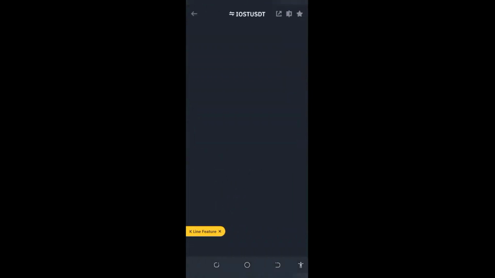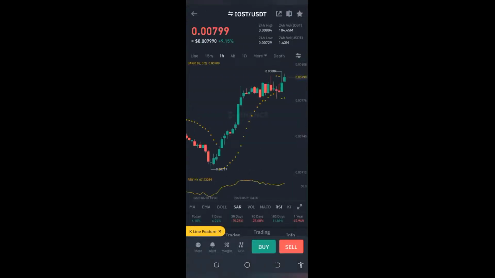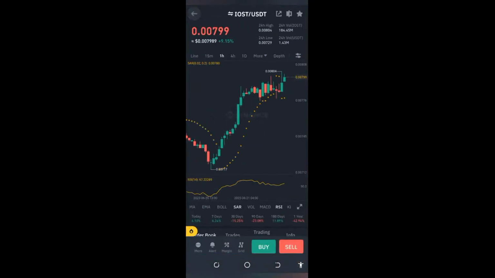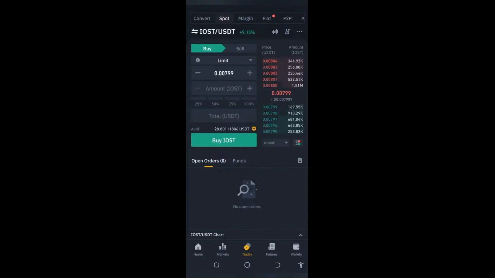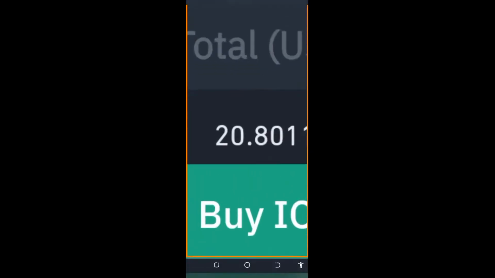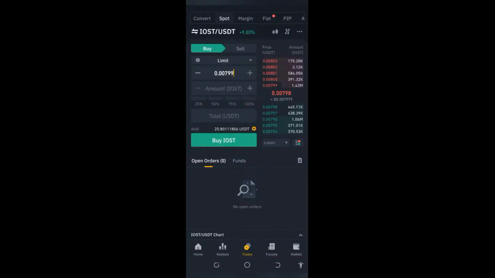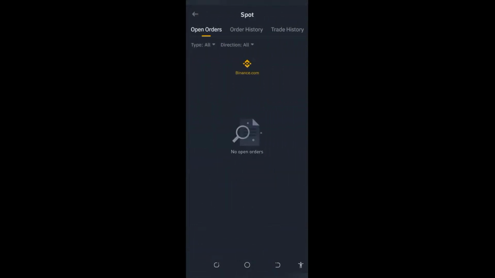Wow, what happened to IOST? It went all the way up. Look at this. Something actually happened. But that actually favored us, really, because now we've been able to make 80 cents over our $20. Oh my gosh, this is beautiful. Yeah, let's go and check what happened here.